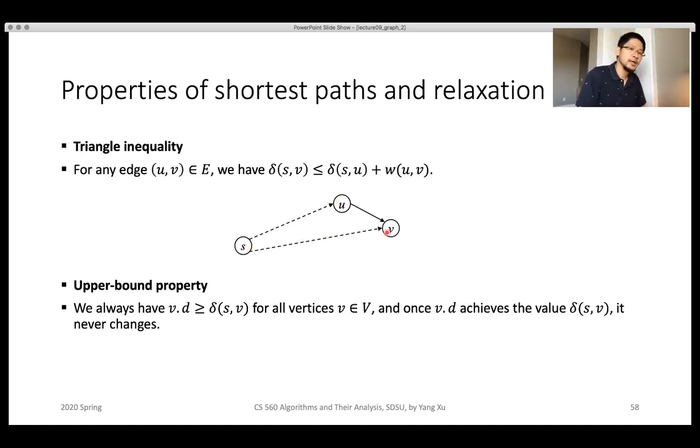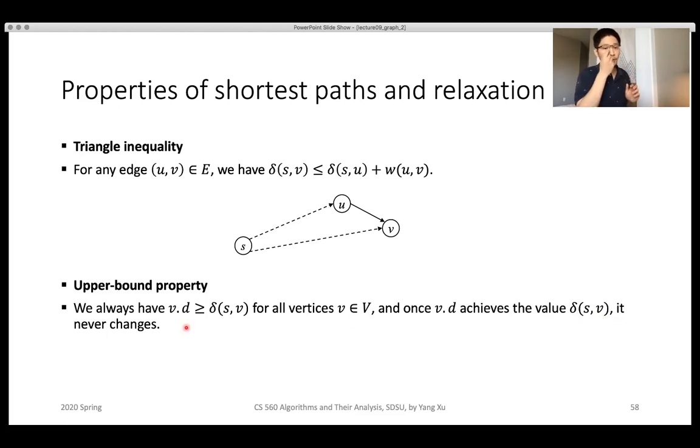So the second property is the upper bound property, okay? It says we always have that the estimates of the shortest path, the D, remember that we called D the shortest path estimate, is just an upper bound, okay? So it's always greater than or equal to the theoretical optimal shortest path weight for all vertices. And once the estimate reaches the theoretical optimal value, delta, then it will never change.